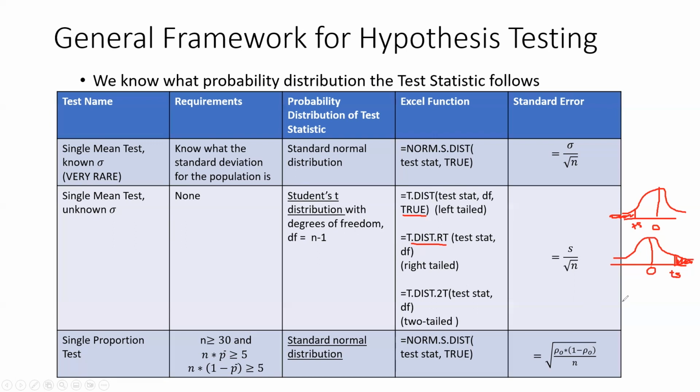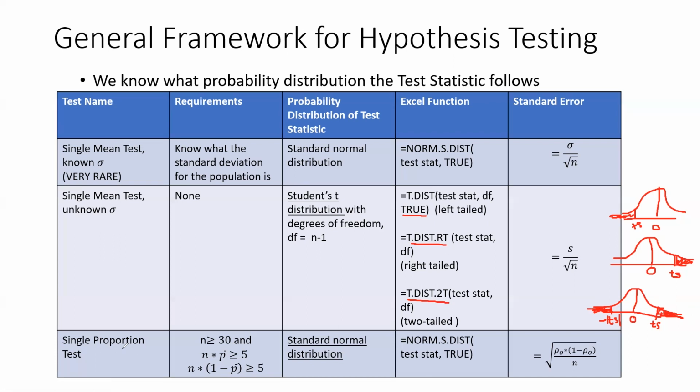And then for the two-tailed test, and I'm going to be reminding you more about these scenarios in a second, when you put in the test statistic, whether it's positive or negative, so I'll denote that with the negative of the absolute value of the test statistic, the T.DIST.2T function in Excel gives you the sum of the probabilities in both tails, so it adds them up. So it's giving you both of these.